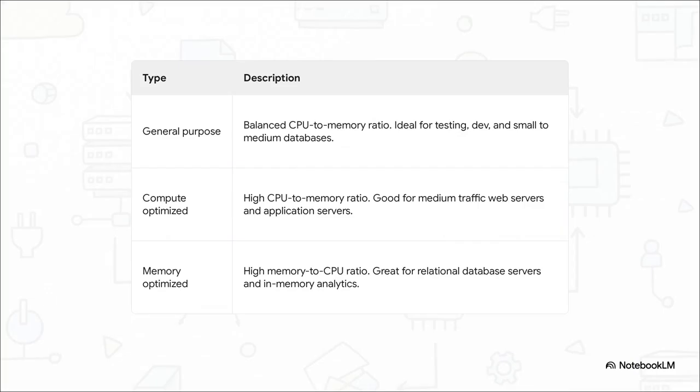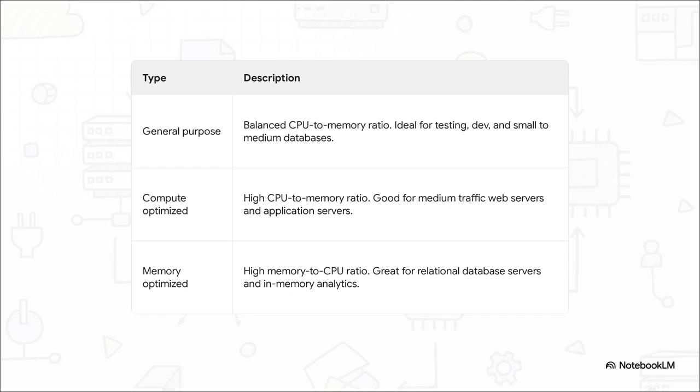Now, this can seem super complicated, but Azure actually does a great job of simplifying it. They group VMs into what they call families. So you've got your general purpose series. Think of this as your reliable family sedan. It's got a nice, balanced engine, perfect for things like web servers or your dev environment. Then you've got the Compute Optimized series. This is your sports car. We're talking a high CPU to memory ratio built for stuff that needs some serious processing muscle.